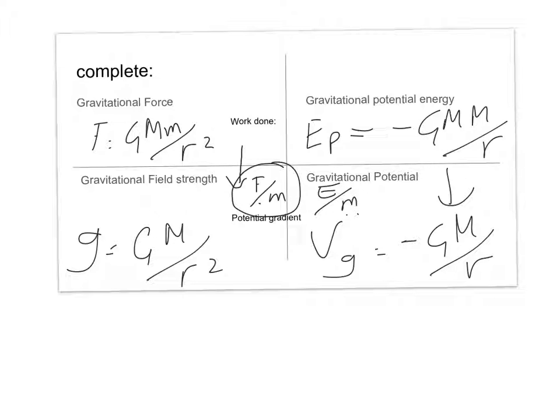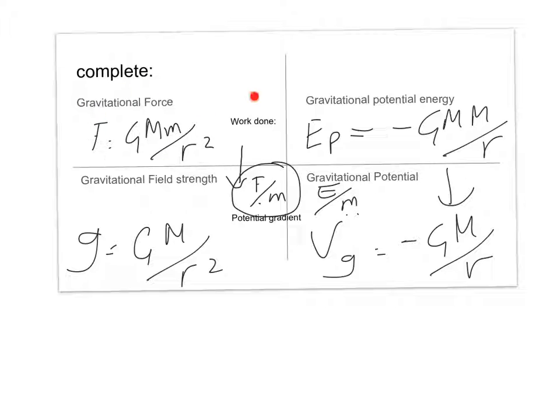Well, it's times R. So if you multiply both of these by R, you end up with this. And similarly, if you divide these by M, you end up with these. So it's reflecting. And then between the two, how do we get from here to here? Well, this is a concept of work done.